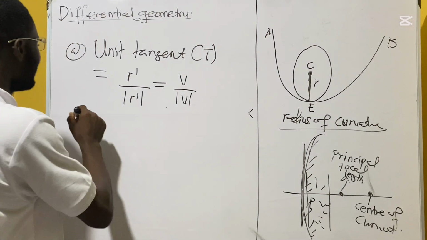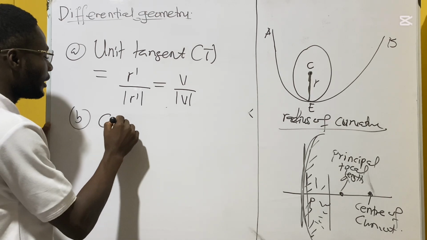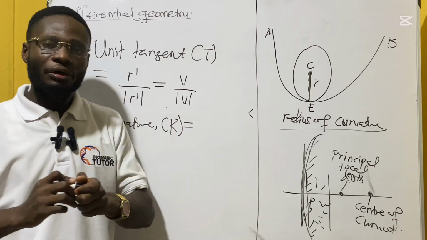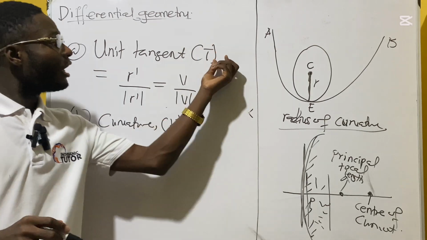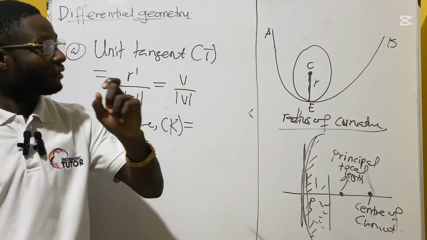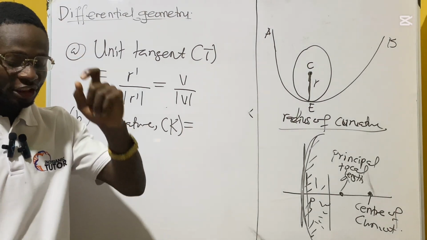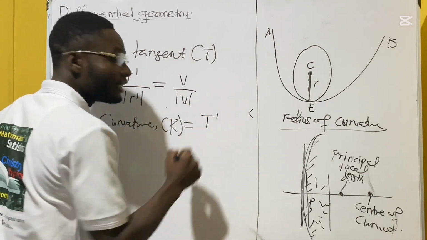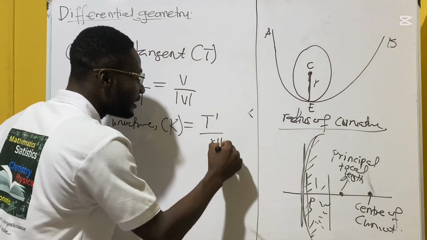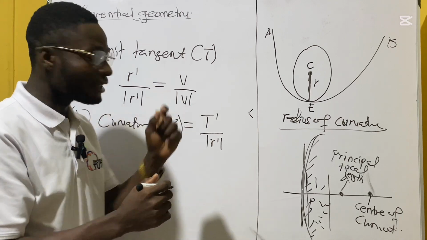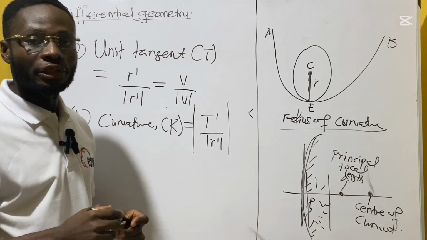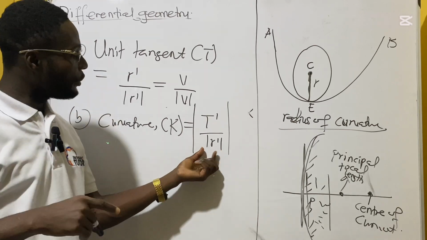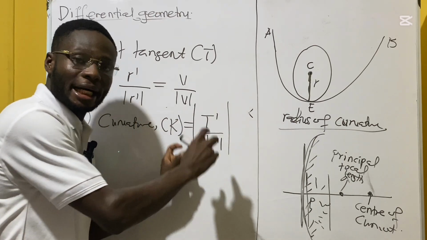That is interesting, right? Now let's talk about the curvature. The curvature is obtained by differentiating the unit tangent: the differential of the unit tangent over the magnitude of the differential of the radius. Then, for the result obtained, you take the magnitude.